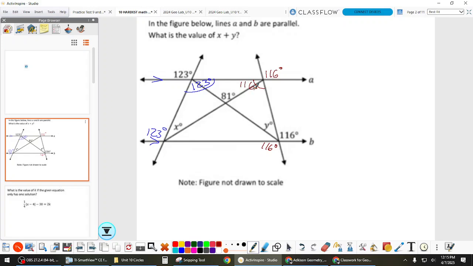Good. How about here? How do we find either that angle or that angle? Linear pair, which is what? Like what does that mean? Good. So they have to add up to 180. So this would be 64 and 57. And then we could copy those to different places, right? Okay?